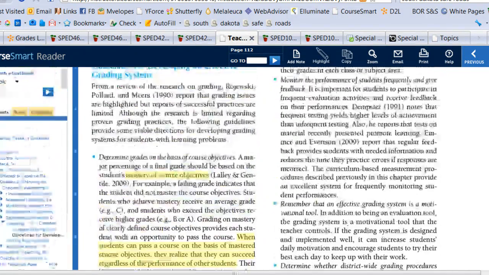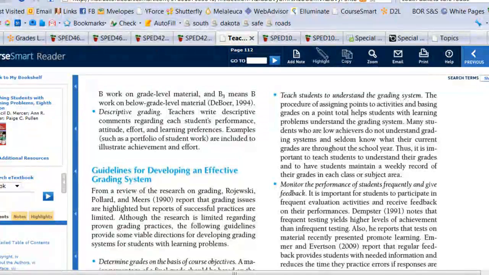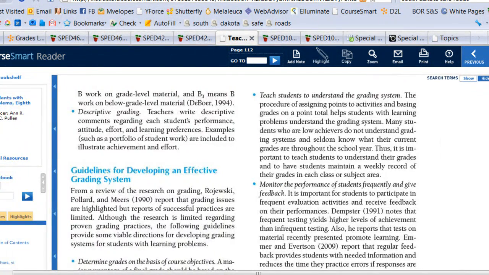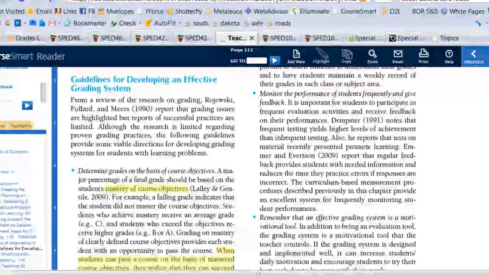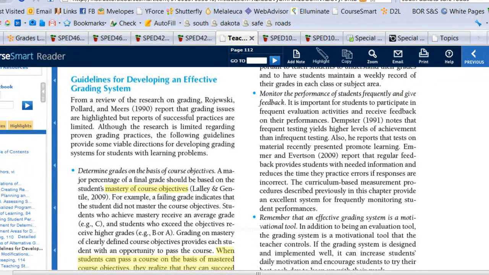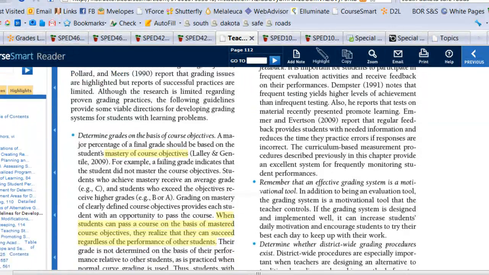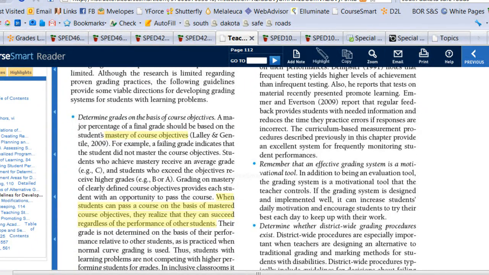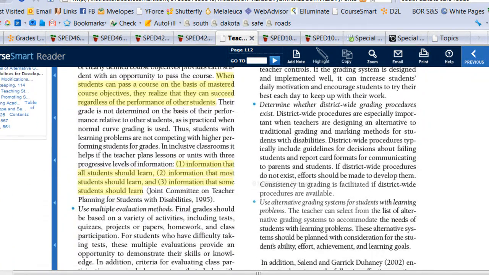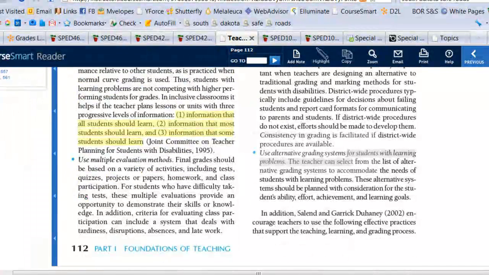Multiple evaluation methods. Students understand the grading systems. Monitor the performance of students frequently and give feedback. I tell my people, catch them early. If you've got a student not responding and not turning in seat work, don't wait till they're behind 3 or 4 things. Monitor that closer than that. Remember, the effective grading system is a motivational tool for most, not all. See if they have to take the district-wide test based on their abilities, and what are those alternative grading things that they could use.